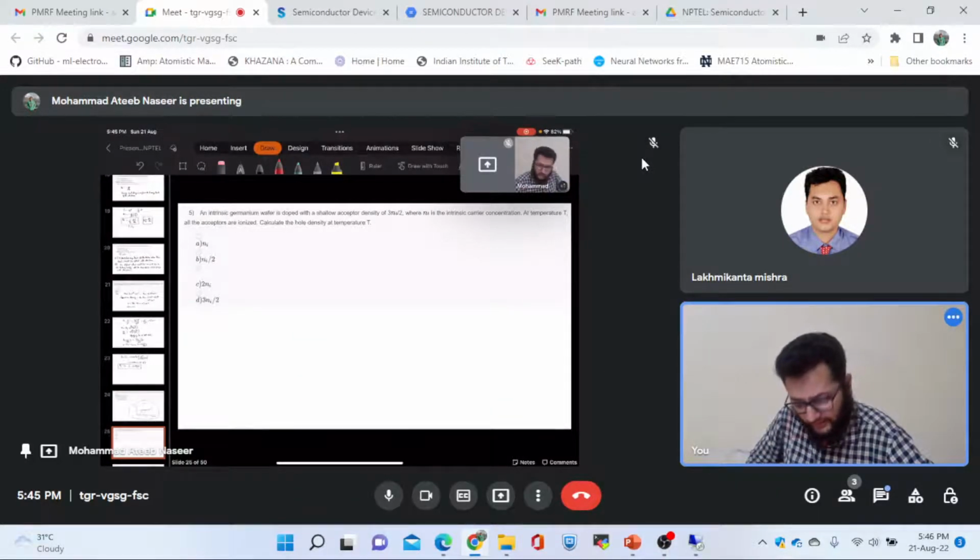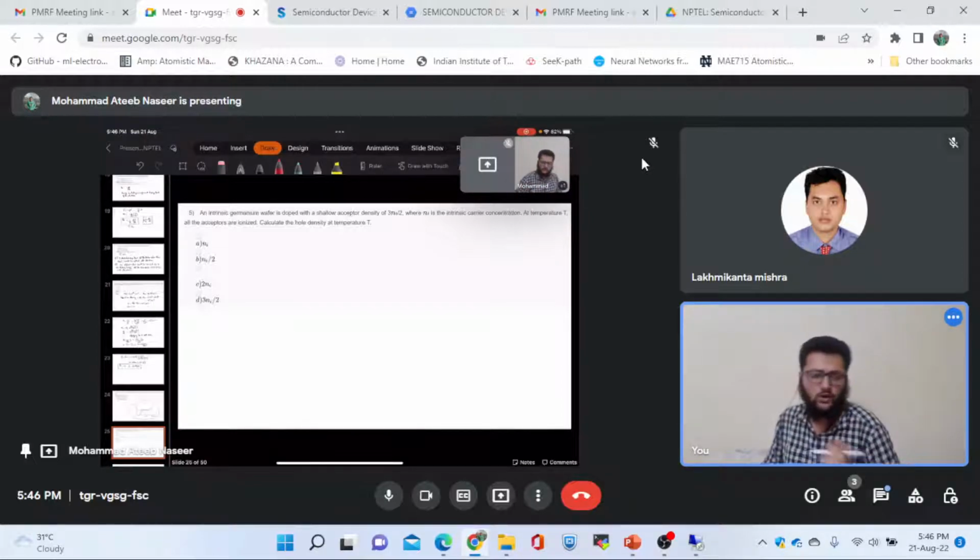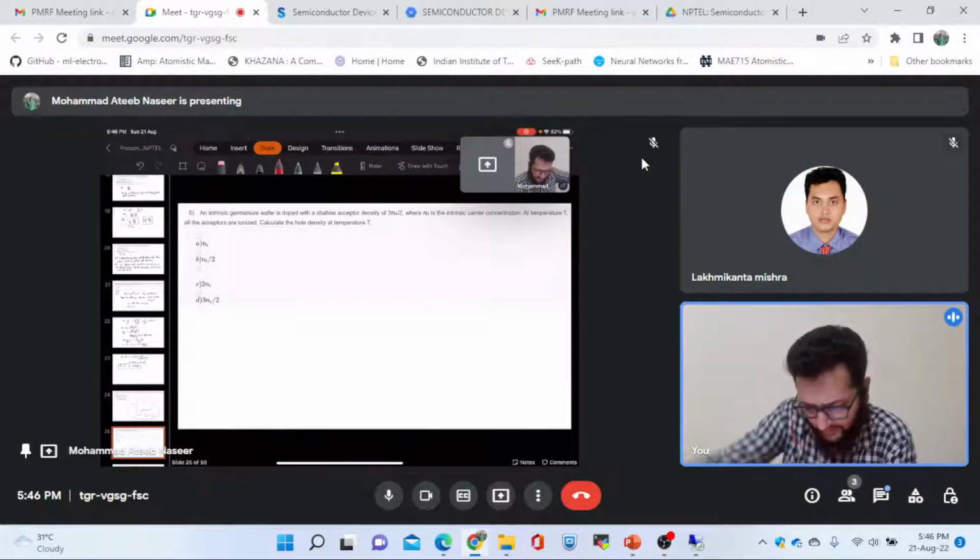Now let's move to the fifth problem, which states that we are given a germanium wafer which is doped with acceptors, and its density is given by 3 times the intrinsic carrier concentration by 2. So it's 1.5 times the intrinsic carrier concentration. We have been given some temperature T, and we are told that all the acceptor atoms are ionized. So we are required to find the hole density at this temperature T.